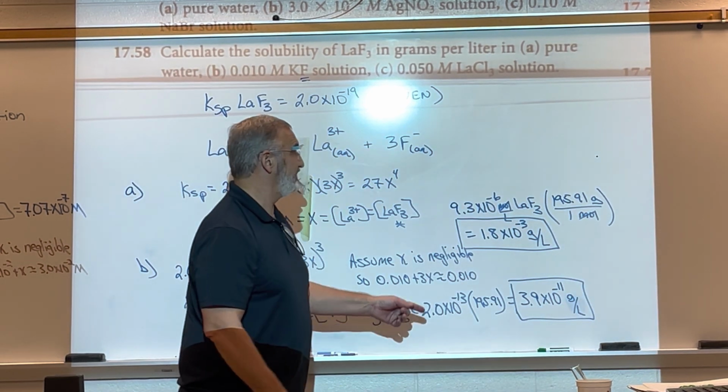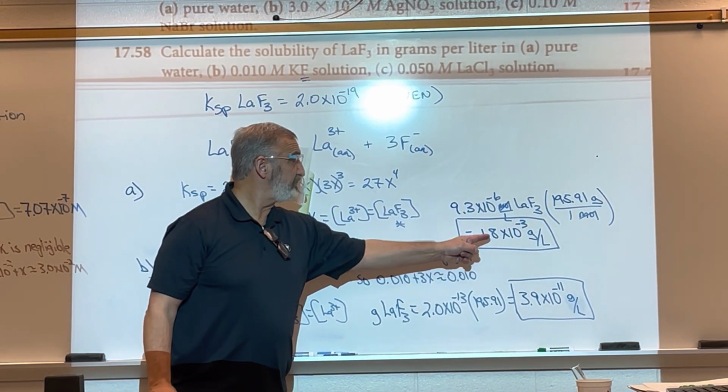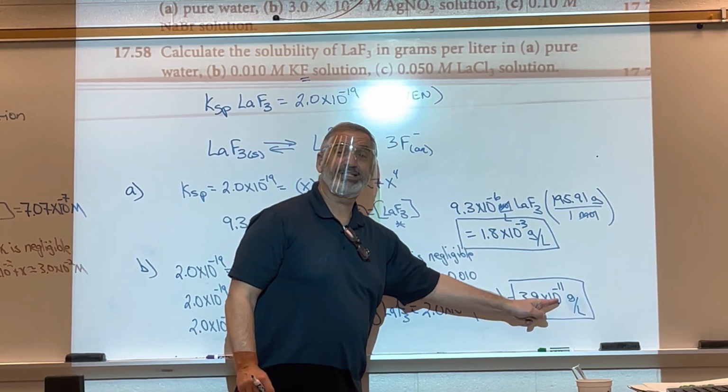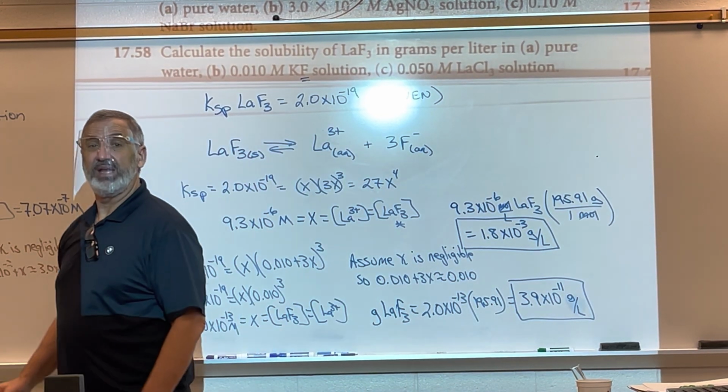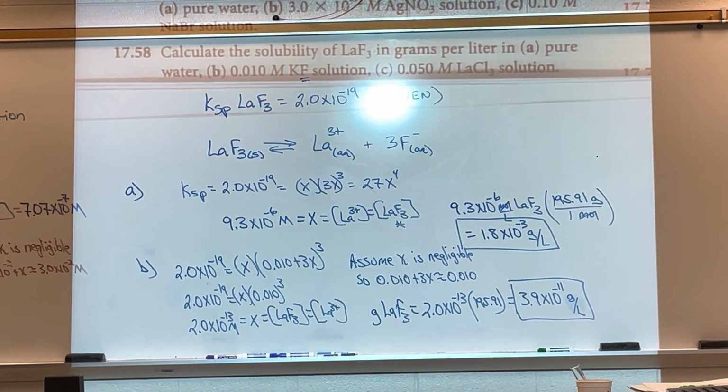liter. Notice the solubility went from 10 to the minus 3 to 10 to the minus 11. Adding a common ion always lowers the solubility. It's always going to be more soluble in pure water than it is in one with a common ion.